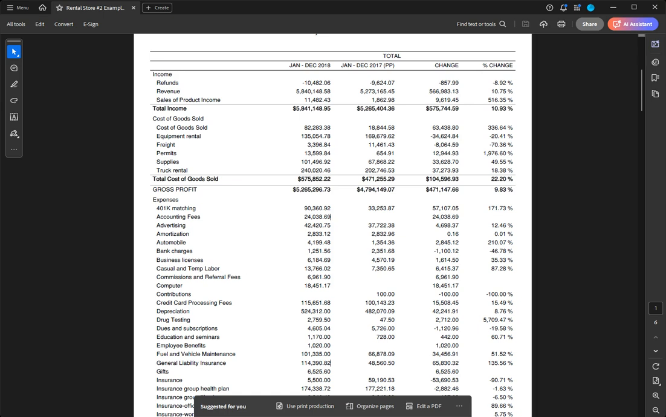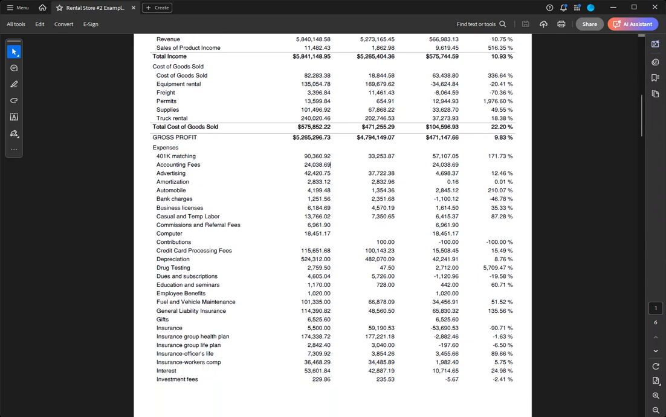So their liability insurance went from 48,000 to 114,000. So definitely something that we want to keep an eye on and make sure that that's not increasing too fast or unreasonable with some of the revenue and things that we have. Okay, so then we've got our other insurance in a few different categories.